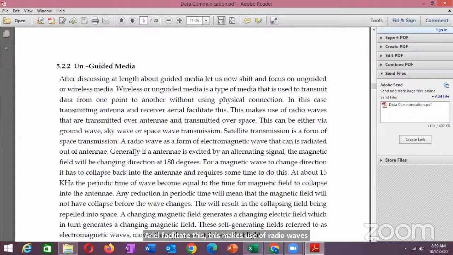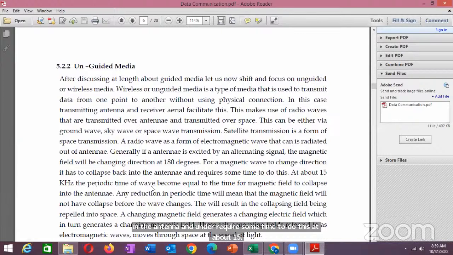So satellite transmission is a form of space transmission. A radio wave is a form of electromagnetic wave that is radiated out of an antenna. So generally, if an antenna is excited by an alternating signal, the magnetic field will be changing direction at 180 degrees. For a magnetic wave to change direction, it has to collapse back in the antenna and require some time to do this at about 15 kilohertz.